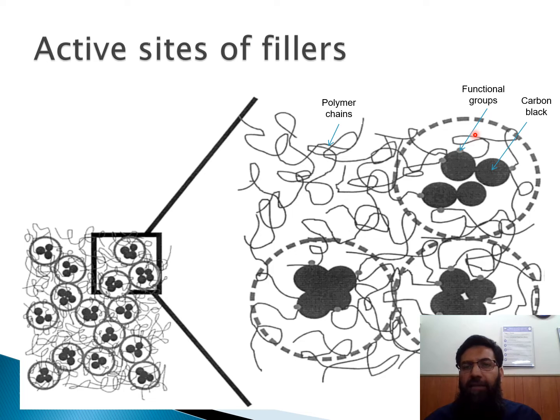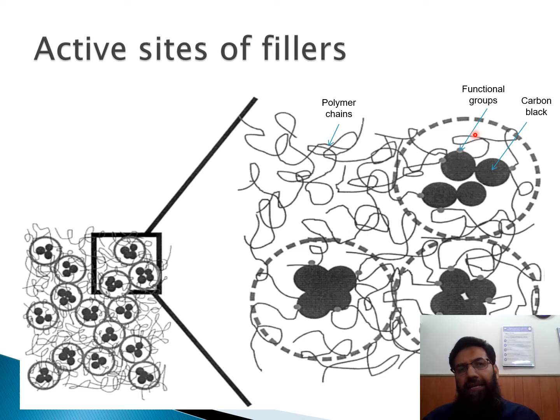So the presence of the active sites, on the one side, makes aggregates and agglomerates of different particles, whereas on the other side, the presence of active sites is important for the interaction with the polymer chains as well. So if we have better interaction of filler with the polymer chains, we have better reinforcement, and if we have better reinforcement, we will have better mechanical properties of the polymer compounds.